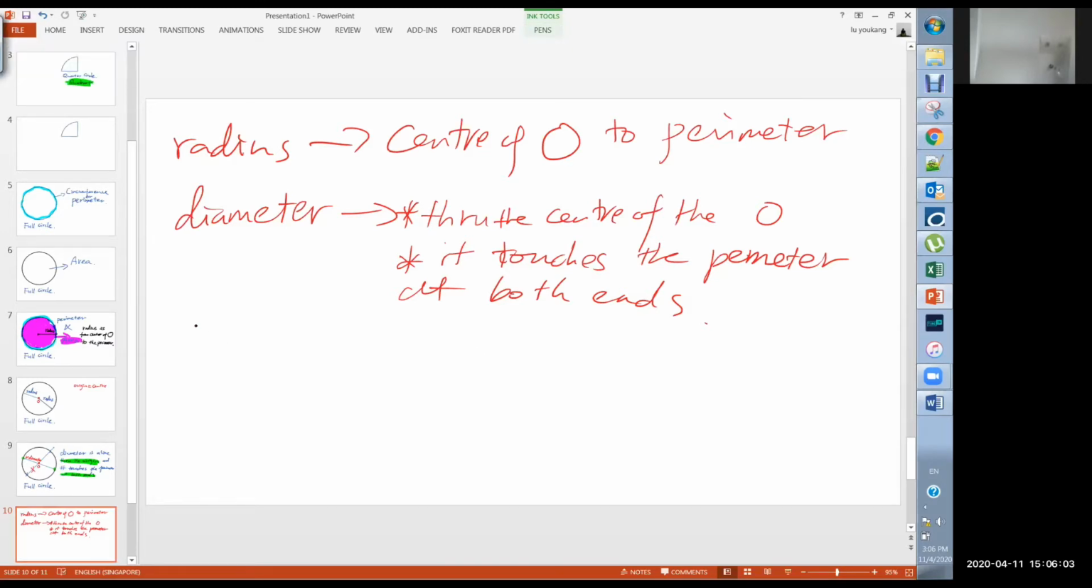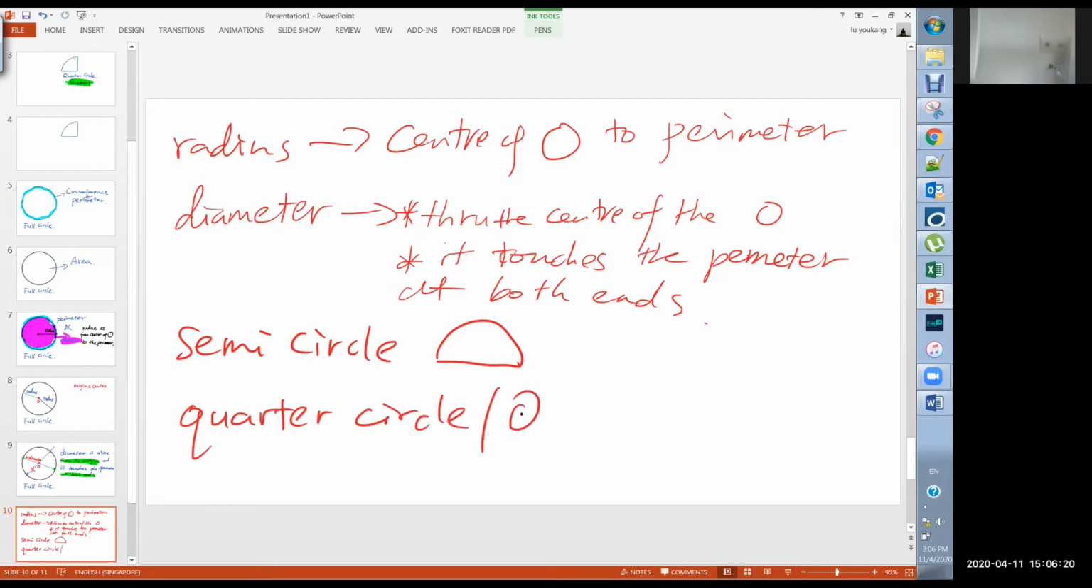A half circle is called a semicircle. A quarter circle is called a quadrant. Okay. So these are some of the terms you need to memorize before you can answer questions.